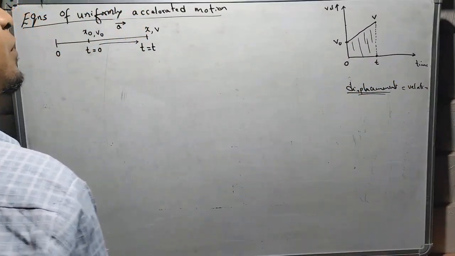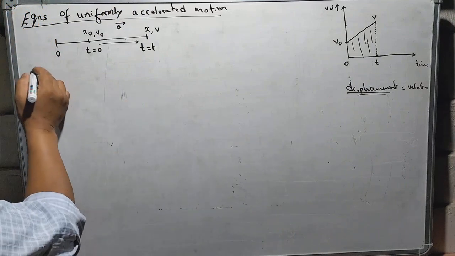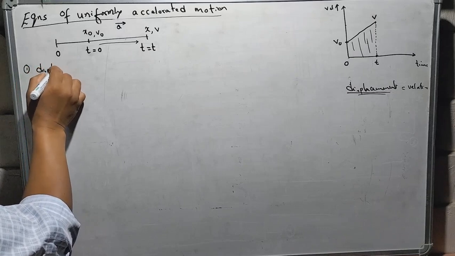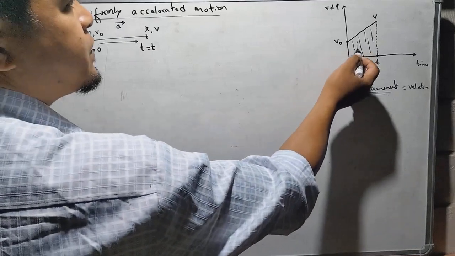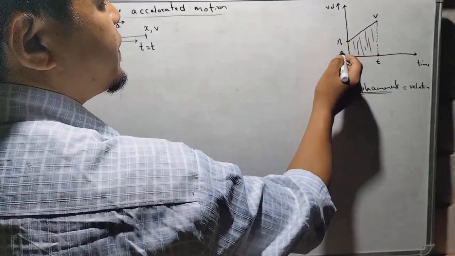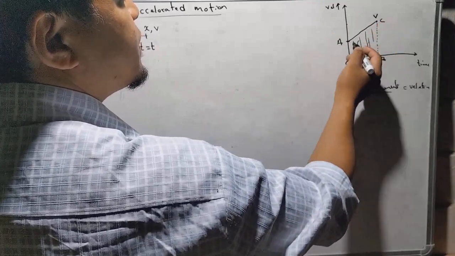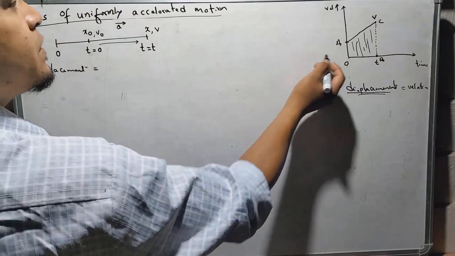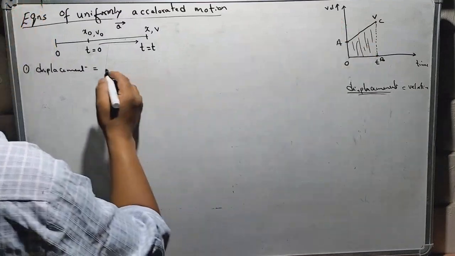Alright. So let us discuss the first equation of motion. Displacement is equal to this area here. I'll name this point A, this point B, this point C. So this displacement is equal to the area of the figure AOBC.